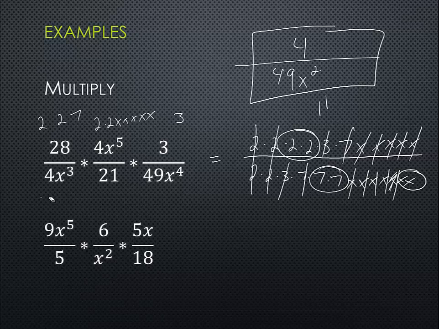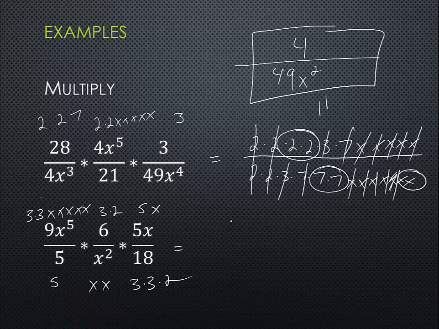Let's go ahead and multiply the second one. 9 breaks up to 3 times 3, and then 5 x's. 5 is just 5. 6 is going to be 3 times 2. 5 is just 5 times x. X squared will be x times x. 18 is going to be 3 times 3 times 2. So go ahead and combine everything.